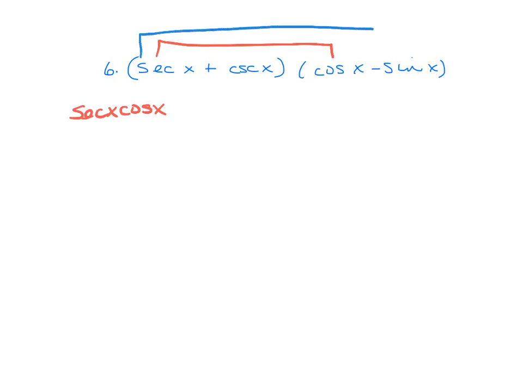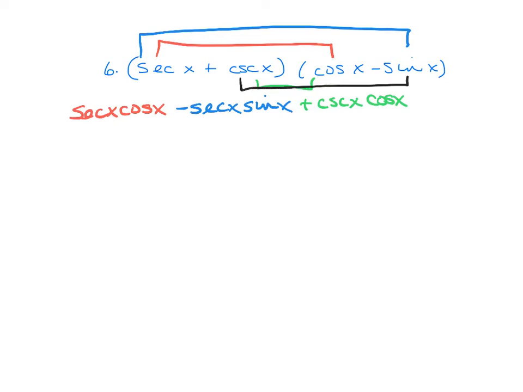Then outside gives me secant x times sine x. Inside gives me cosecant x times cosine x. And then finally last gives me cosecant x times sine x. Anybody realize what we're going to get when we multiply something by its reciprocal? 1. Good. So my ends are going to become 1s, but I'll show you what I mean by that. So secant, the reciprocal of cosine.